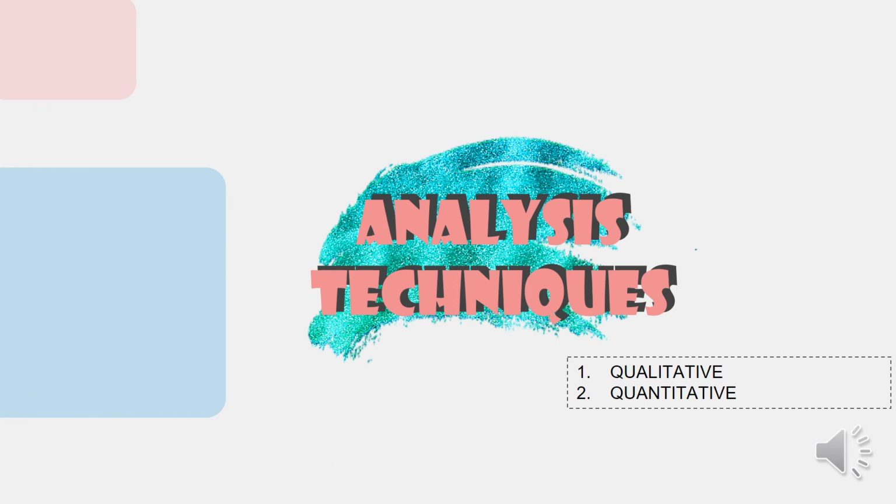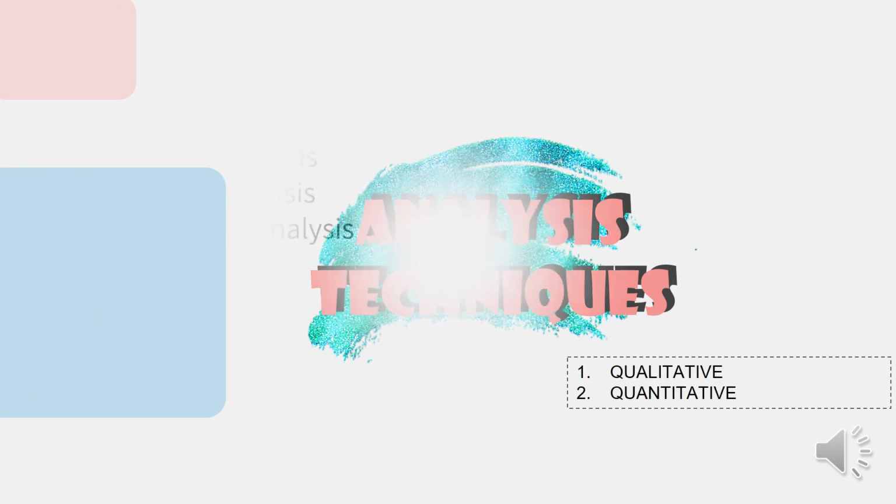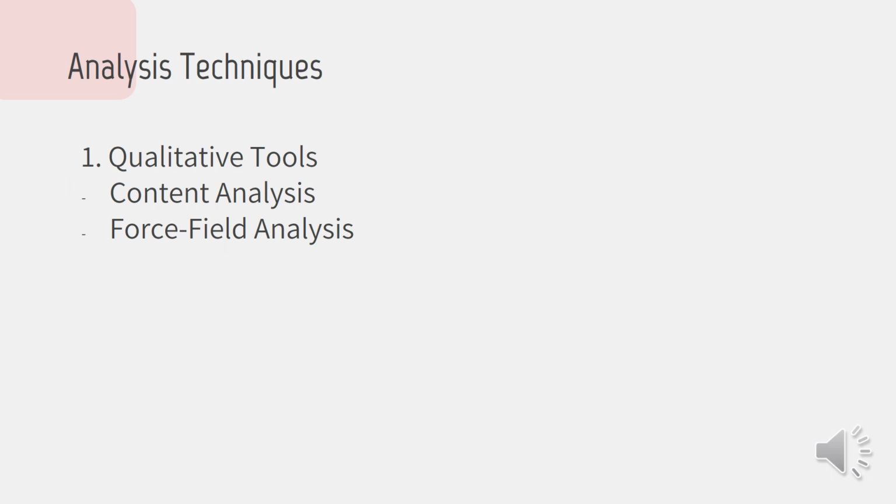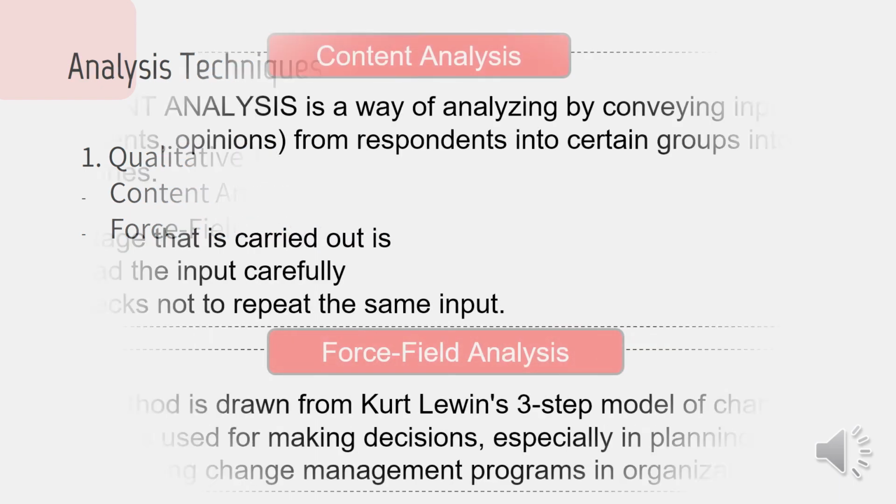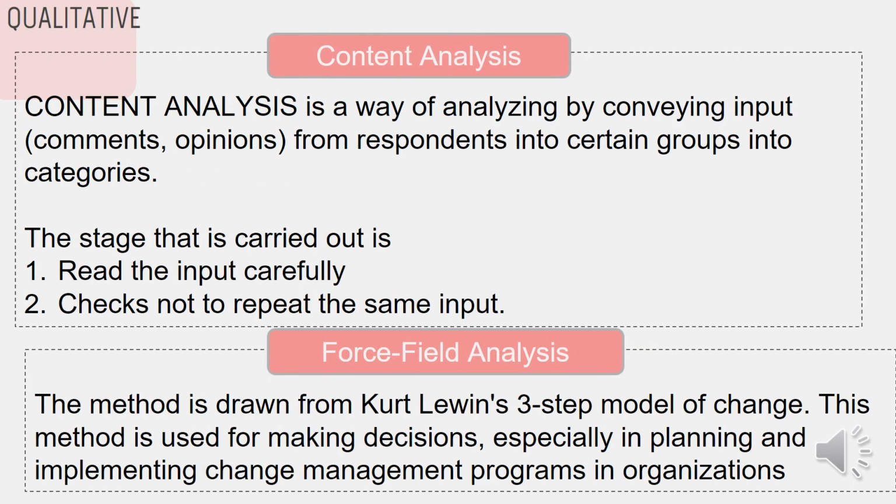Analysis techniques: 1 is qualitative and 2 is quantitative. Qualitative tools include content analysis and force field analysis. Qualitative content analysis is a way of analyzing by grouping input, comments, or opinions from respondents into certain categories. The steps carried out are: 1. Reading the input carefully. 2. Checking not to repeat the same input.